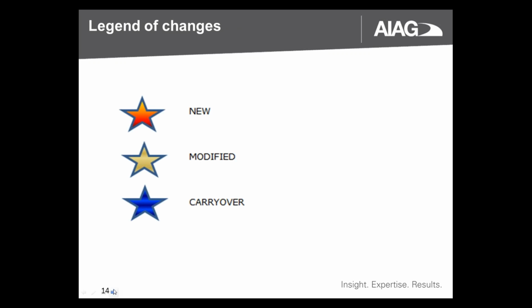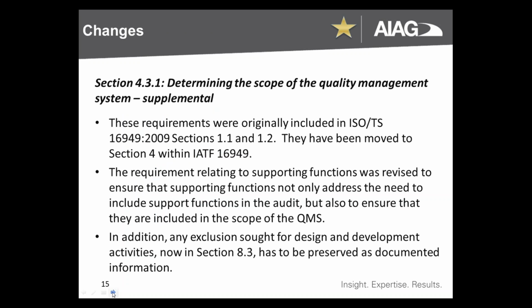Okay, so let's get into the standard itself. You'll see anything with a reddish-orange star is a new requirement. A yellow or gold star represents a modified requirement, and a blue requirement is a carryover. Section 4.3.1, determining the scope of the quality management system, supplemental.